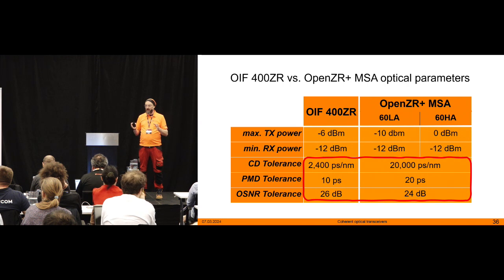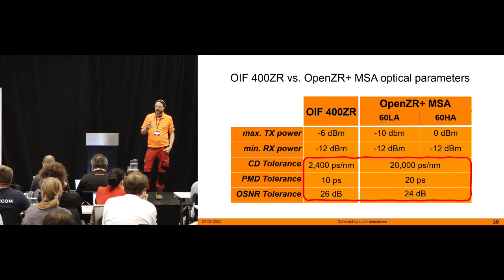OpenZR+ differentiates between low power and high power. This is the 60L for low power, version A, and 60H for high power.